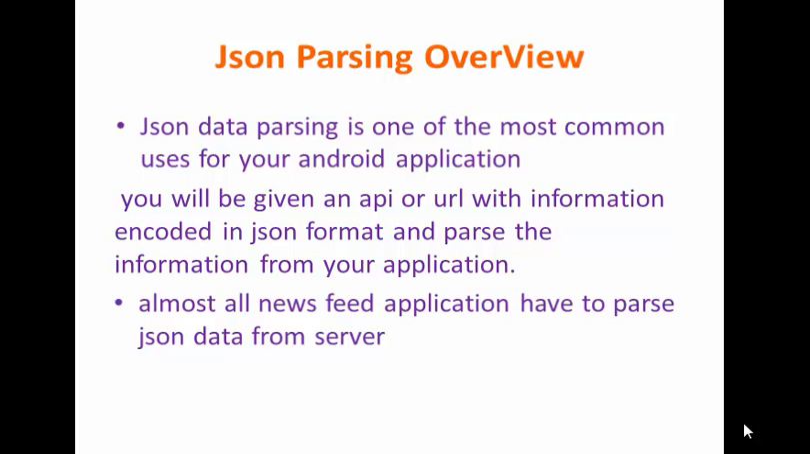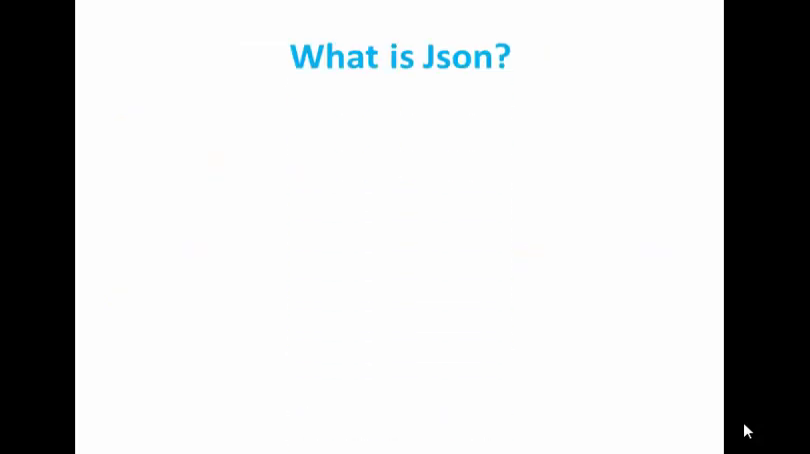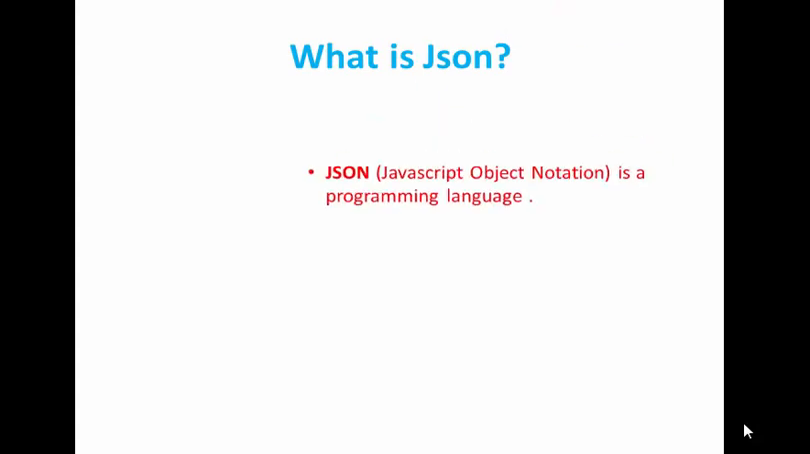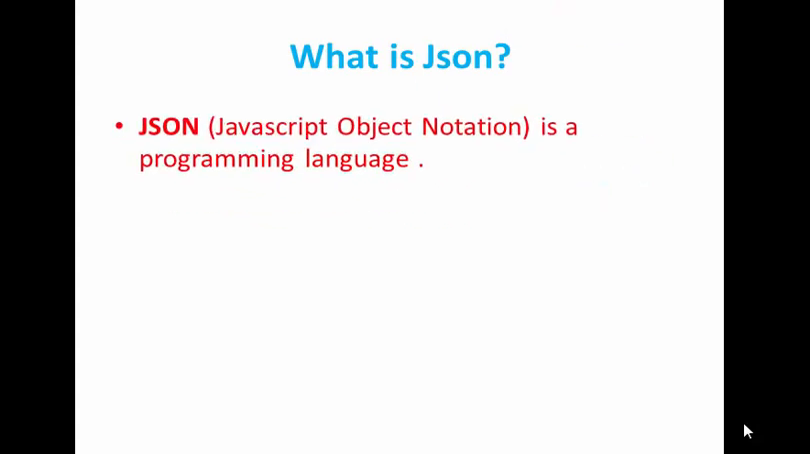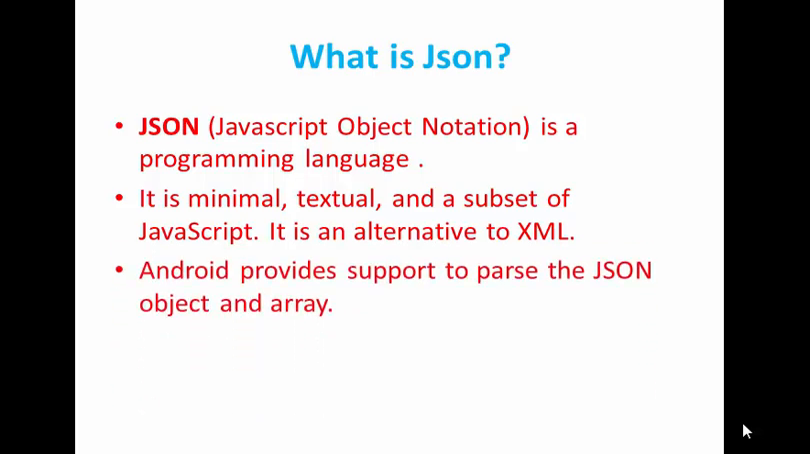Almost all news feed applications have to parse JSON data from the server. Now, what is JSON? JSON stands for JavaScript Object Notation. JSON is the best alternative to XML when your Android app needs to interchange data with your server. Android provides support to parse JSON objects and arrays.